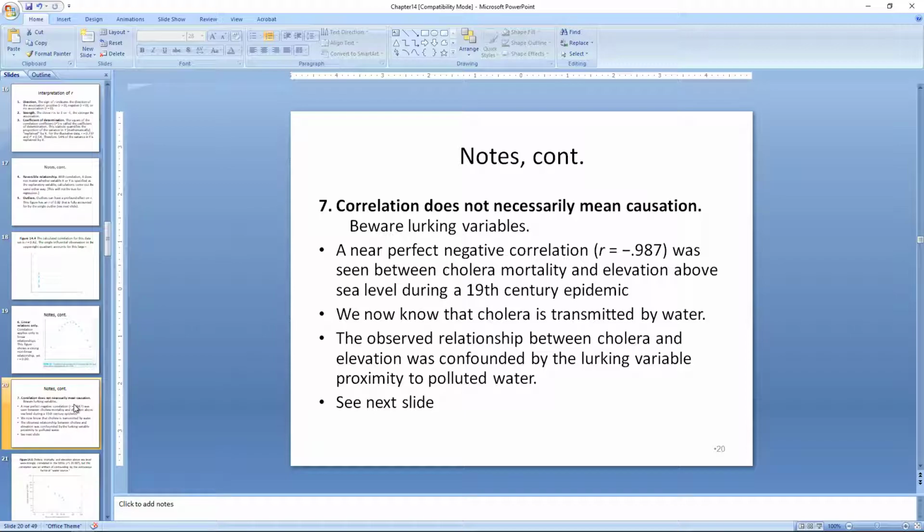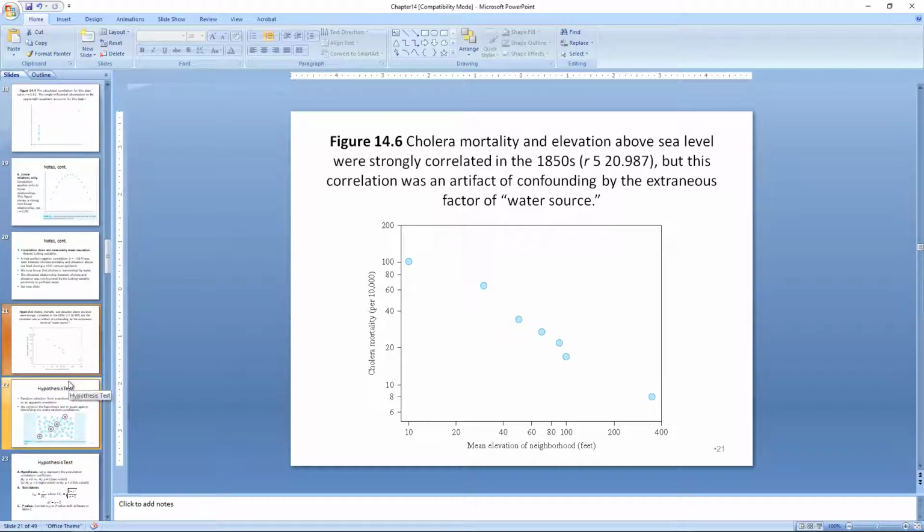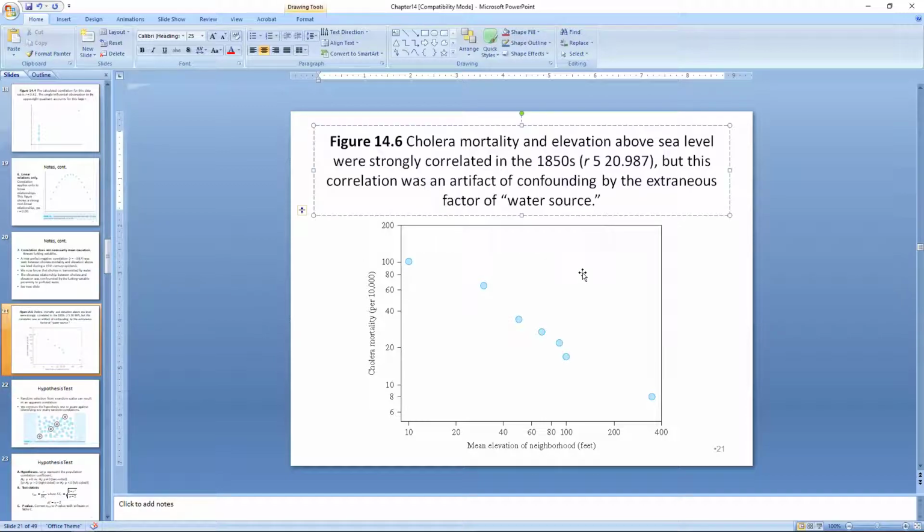Correlation does not necessarily mean causation. We want to be aware of lurking variables. A near-perfect negative correlation, r equals -0.98, was seen between cholera mortality and elevation above sea level during a 19th century epidemic. We now know that cholera is transmitted by water, so the observed relationship between cholera and elevation was confounded by a lurking variable, which was the proximity to polluted water. Here's the negative correlation that was found with cholera mortality and elevation above sea level. But we all know that this is not true, so just beware. I don't know why that says 5, it should say equal.